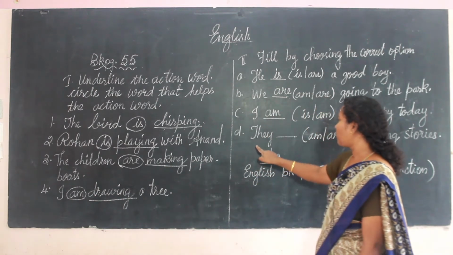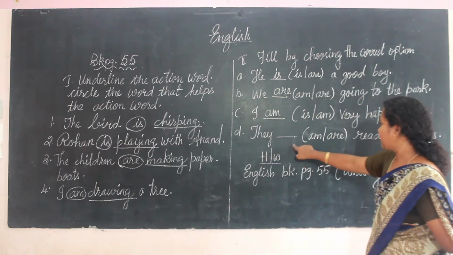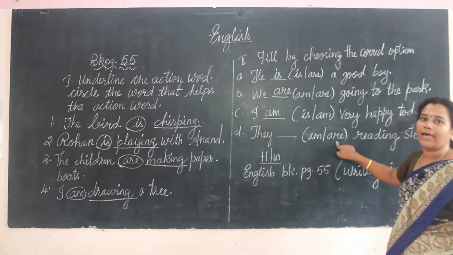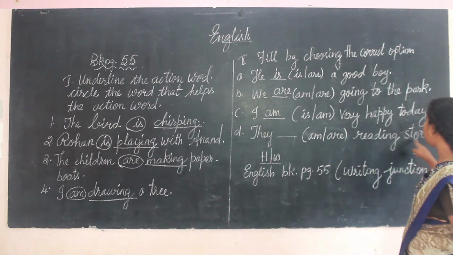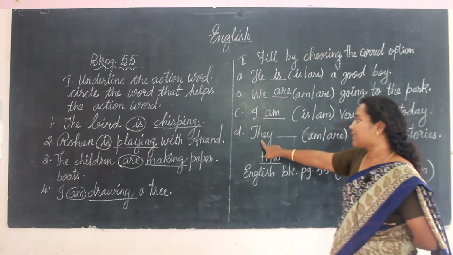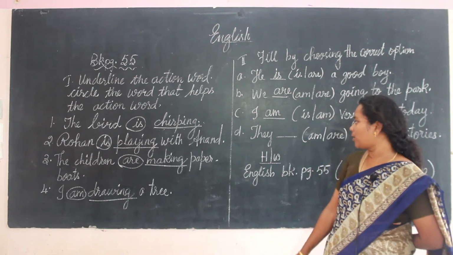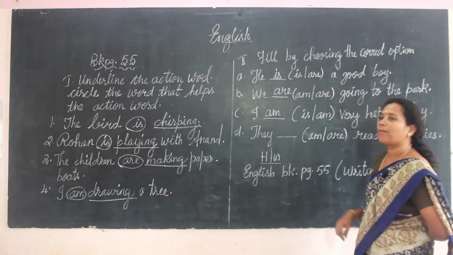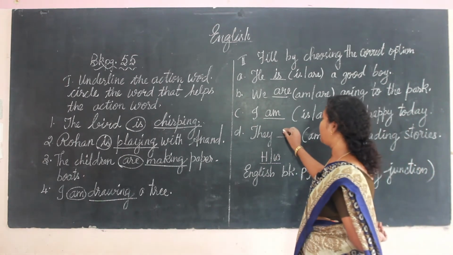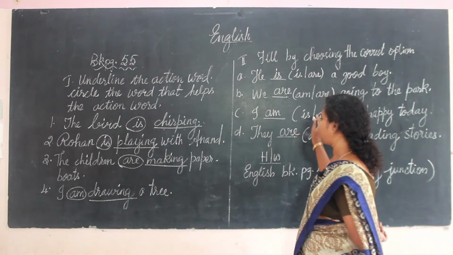So next, the fourth one. "They dash, am or are, reading stories." "They" is plural, more members. So what will you write? Am or are? Yes, you will write "are". Very good, students. Very good.